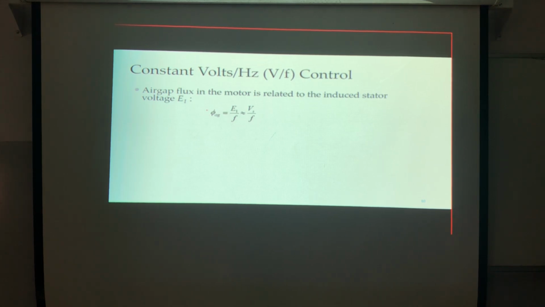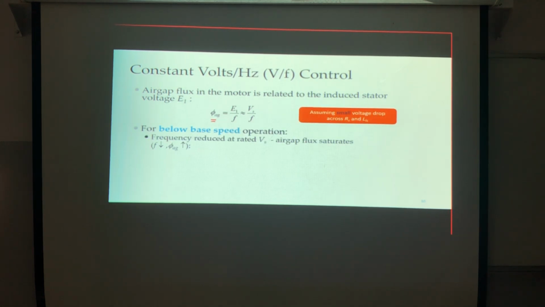So, as we stated, the flux in the machine is actually proportional with what? With the voltage and the frequency. Of course, this is the assumption that I'm neglecting the voltage drop across the stator circuit, correct? I'm assuming that Rs and Ls are very small, such that the voltage drop across the stator circuit is negligible, correct?